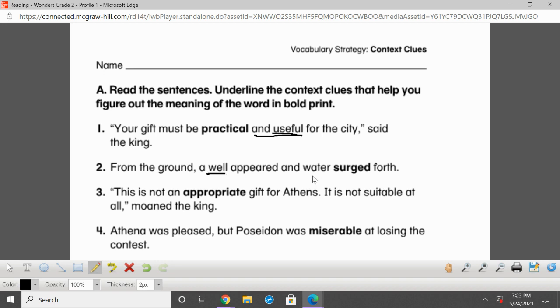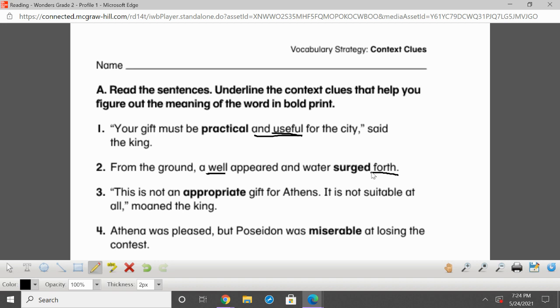And we see the word water here, and usually water comes out of a well. There's also this word forth. So that makes me think that the water is coming forward. It's rushing forward because we have a well, which I know water comes out of, and then we have forth, coming forward. So from those, I can assume that surged means it's coming out forward. It's coming out fast, right? It's coming from the well. It surged forth from the well.